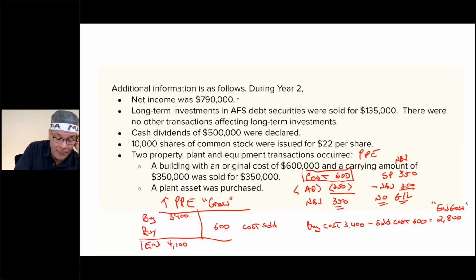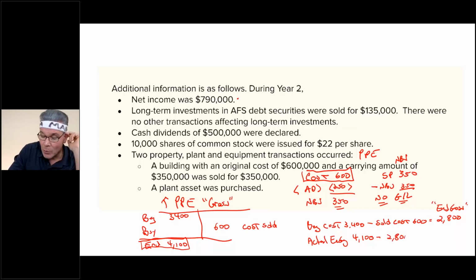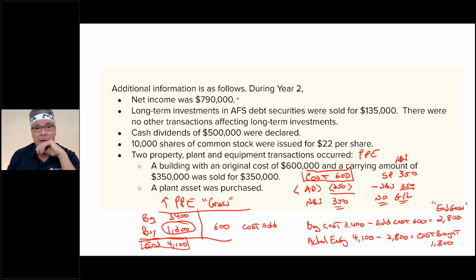Well, obviously my ending balance is not 2,000,008. My actual ending balance for the gross amount, 4,000,001, minus the 2,000,008. Well, then I can infer the cost of what I bought must be how much? 1,000,003. I must have bought 1,000,003 worth of stuff. Agreed? Okay, so we got another piece of the puzzle.